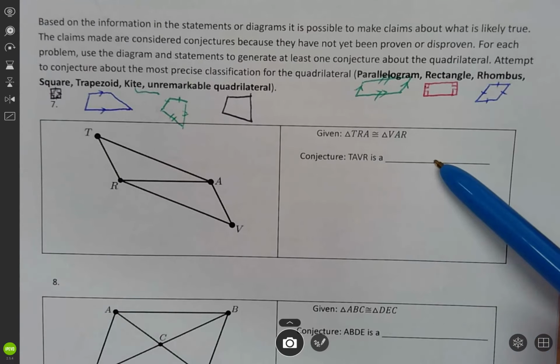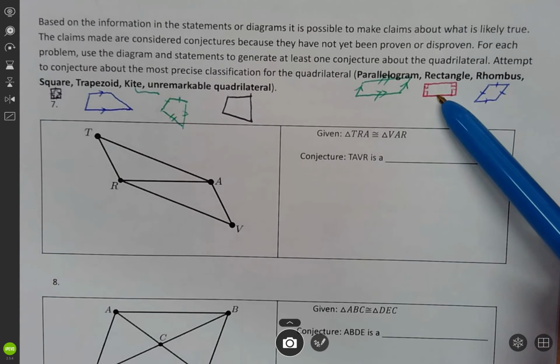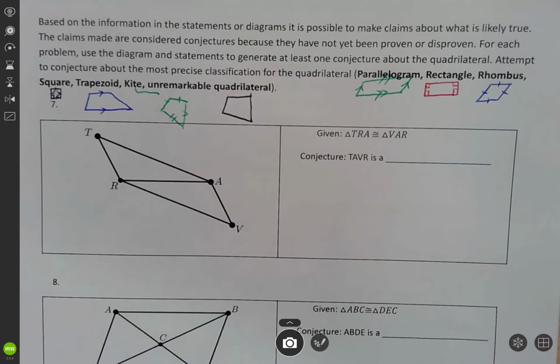Now, I want you to be as precise as possible when you give this answer. So if you say parallelogram, but you could have said it was a special kind of parallelogram called a rectangle, we would need to be as specific as we can.